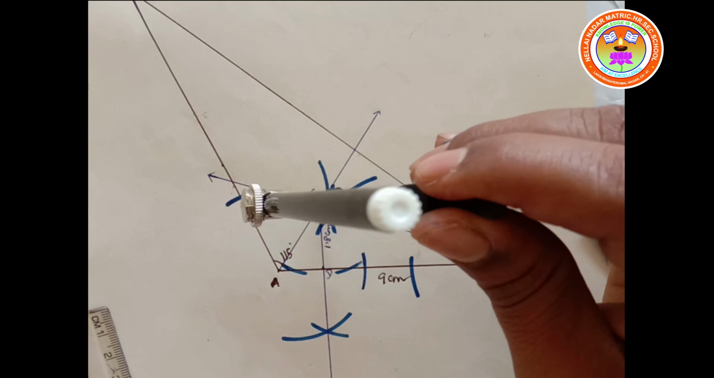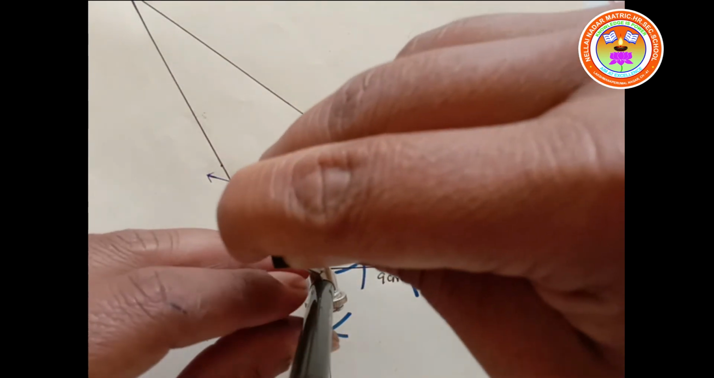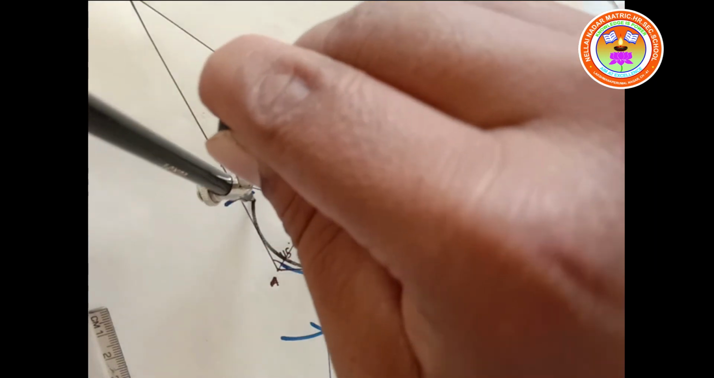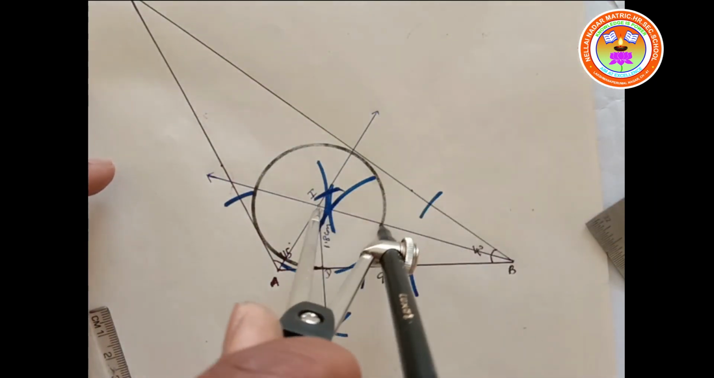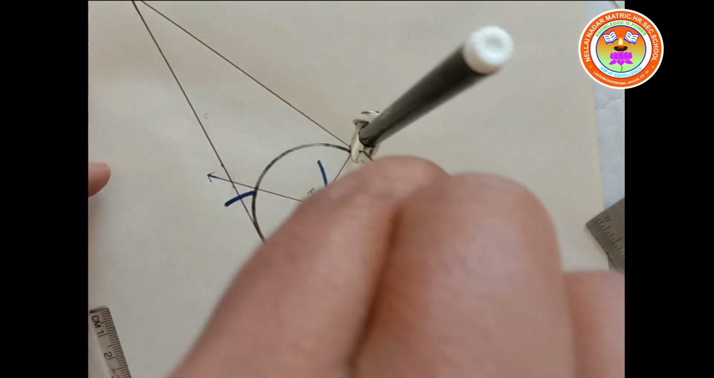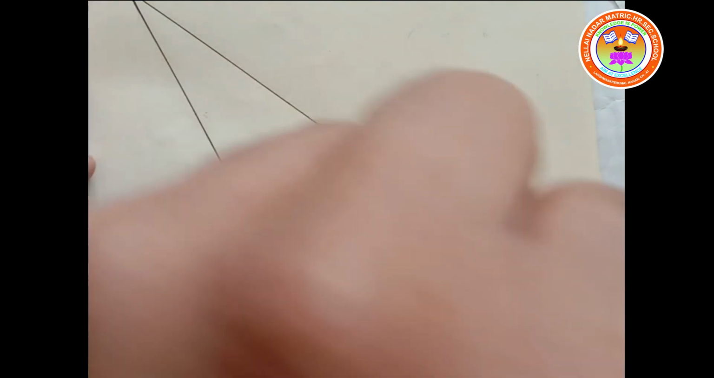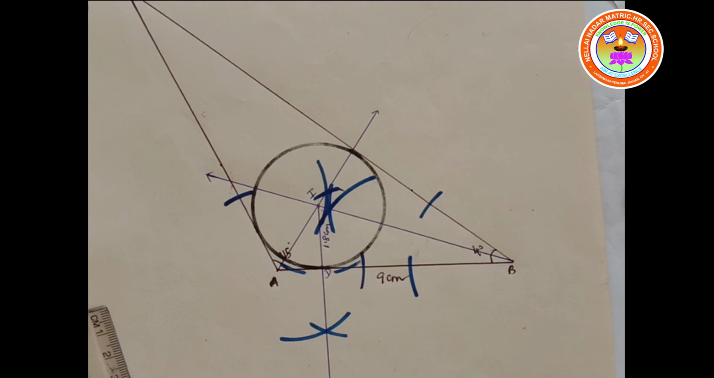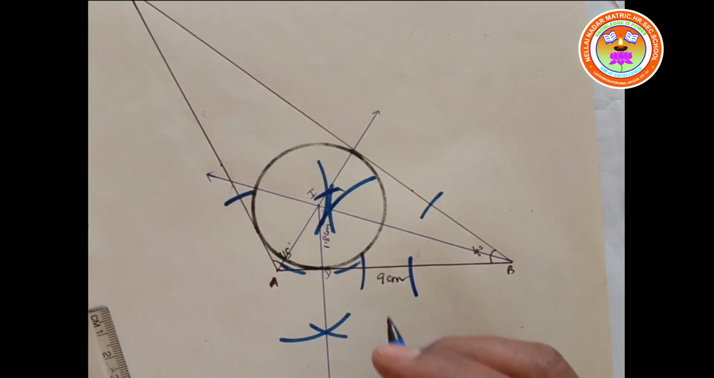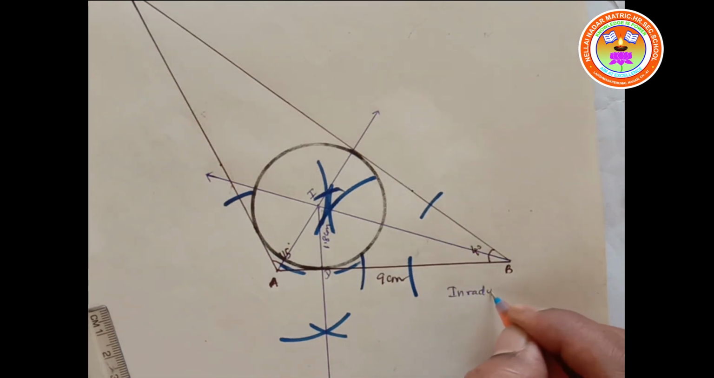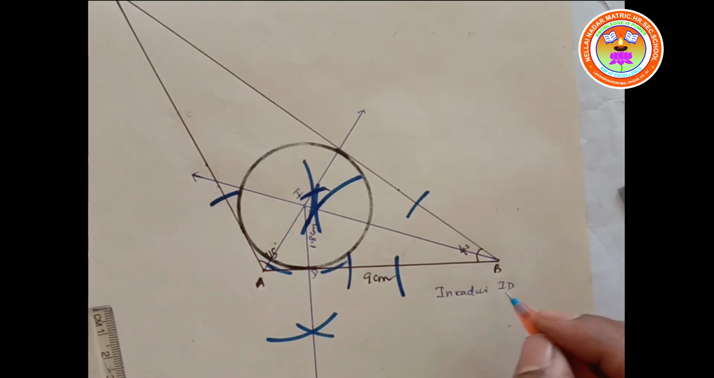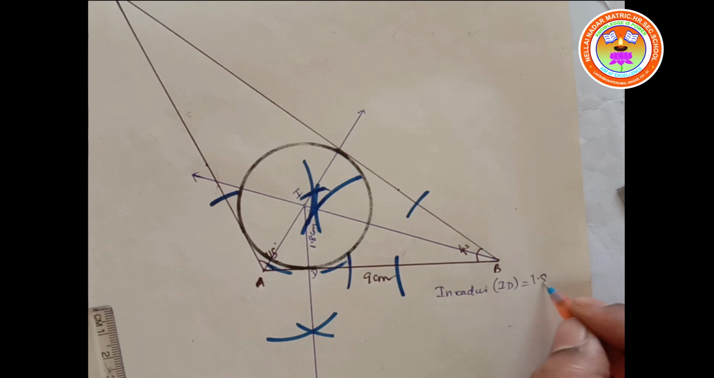Now with I as center, ID as radius, draw a circle. It should touch all the three sides. Okay, children, it touches all the three sides. See, one side touches, another side also it touches, and third side also it touches. It's clear, children? This is the incircle, that is incenter. ID is equal to inradius. Inradius ID is equal to 1.8 centimeter.